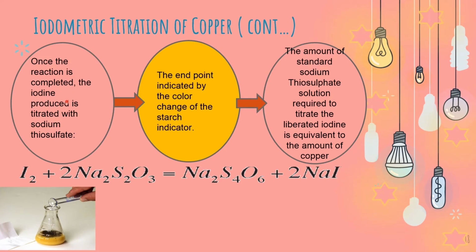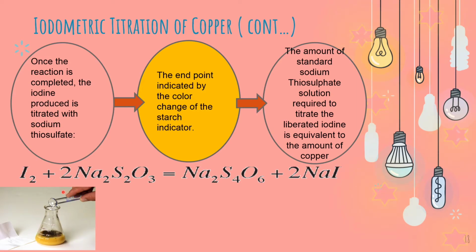Once the reaction is completed, the iodine produced is titrated with sodium thiosulfate. So titration is actually happening here for the determination of the iodine present inside the solution. The endpoint we are going to see is the change of color by the starch indicator, and the amount of sodium thiosulfate solution required to titrate the liberated iodine is equivalent to the amount of copper. The amount of copper is equivalent to the liberated iodine, so we have to determine this as well.